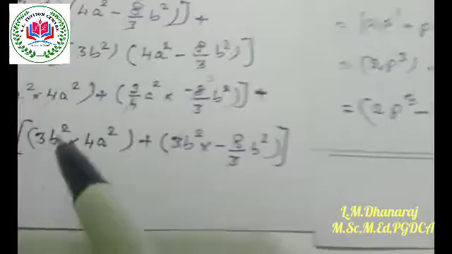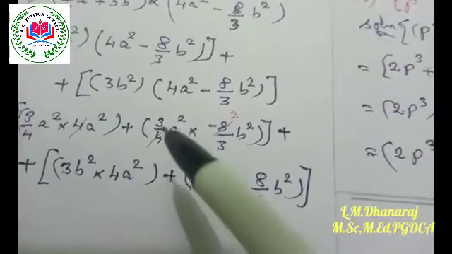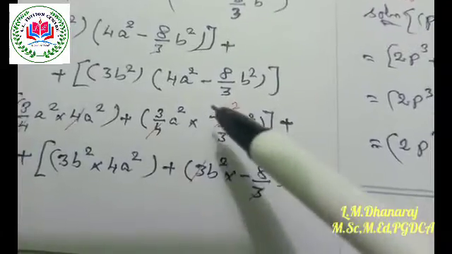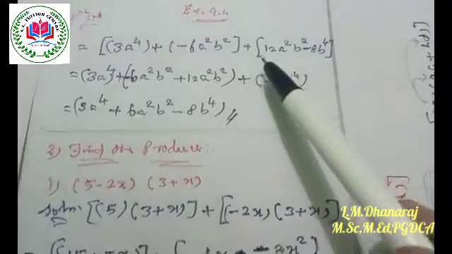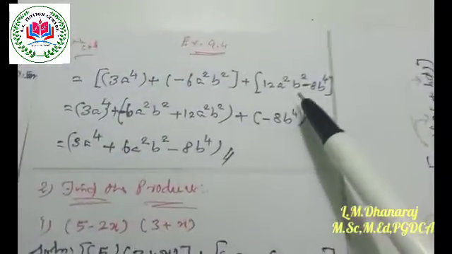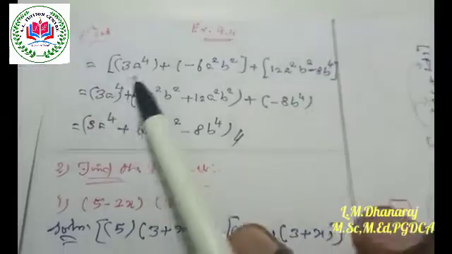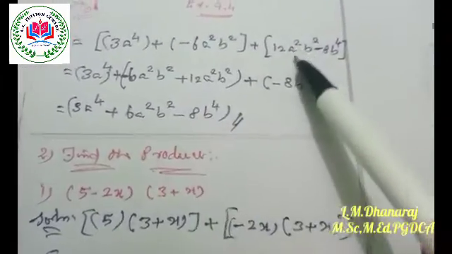Okay. So this is 3A square into A square is 3A power 4. And similarly 3A square into minus 2B square is minus 6A square B square. Similarly the next step is, here we have 3 4s are 12, A square B square, and here it is minus 8B power 4. Okay. Now finally we have to rearrange, that is 3A power 4, here it is minus 6A square B square, and here it is plus 12A square B square. So these two terms we have to group, and minus 8B power 4.